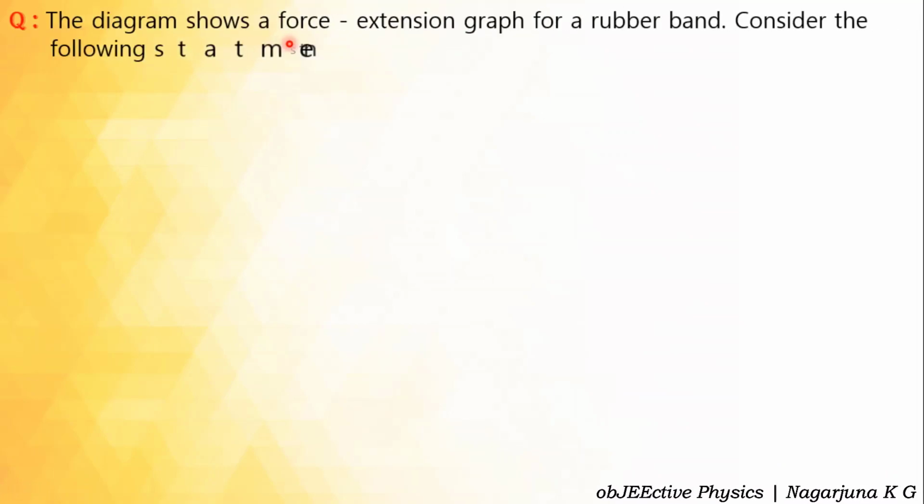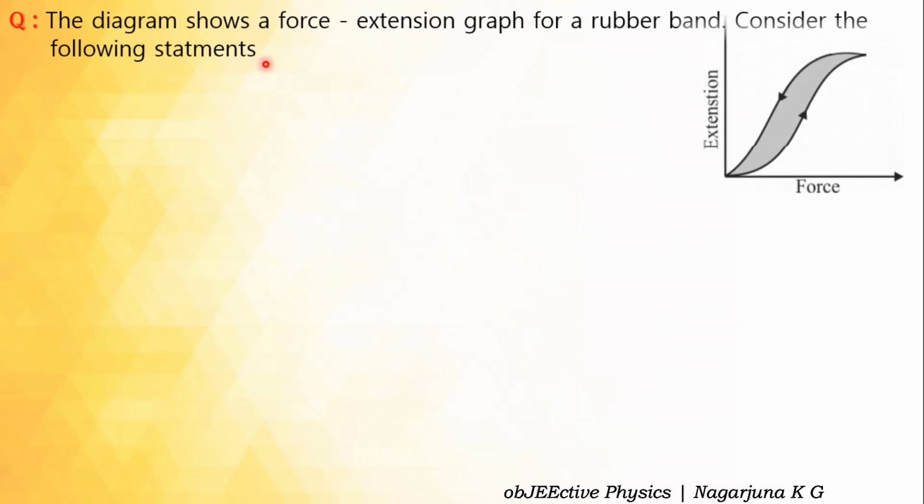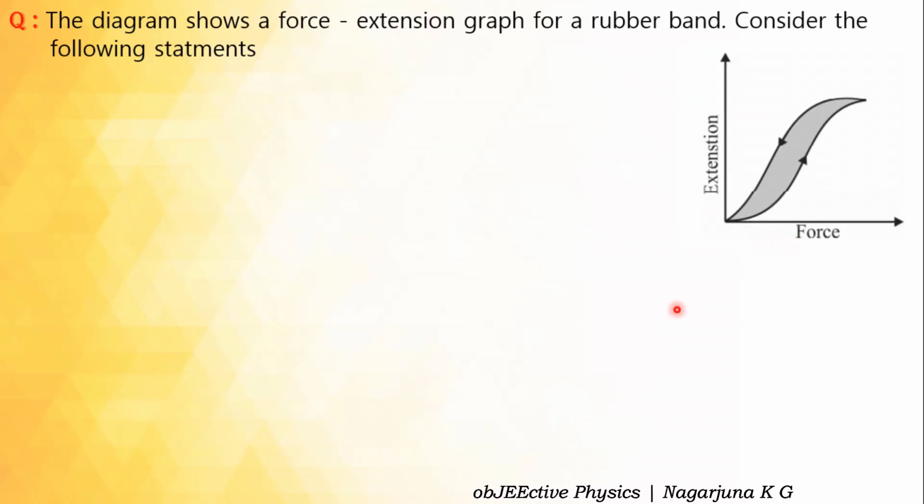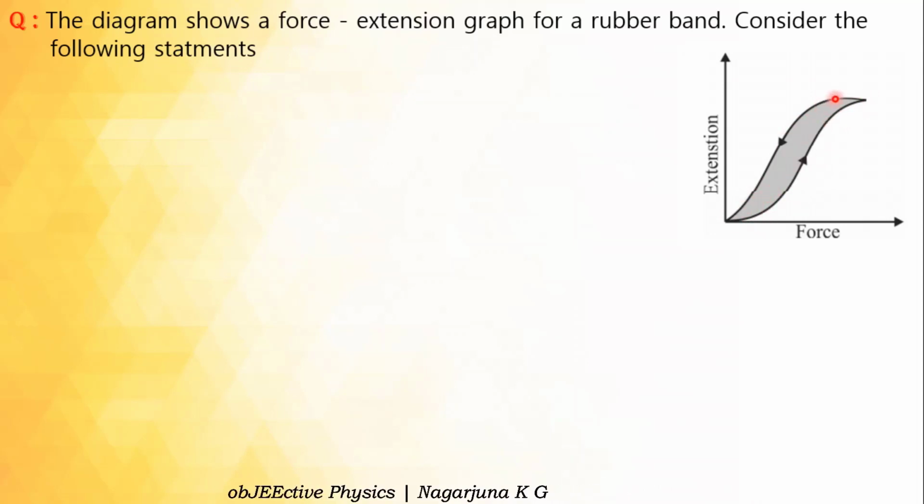The diagram shows a force extension graph for a rubber band. Consider the following statements. Observe the graph here. Force is given along x direction. Extension is given along y direction. And this shape of this curve is called hysteresis curve. Area of the graph gives the loss of energy in case of hysteresis curve.